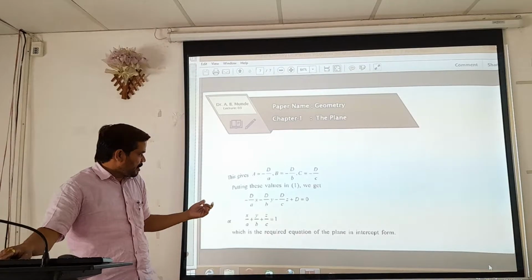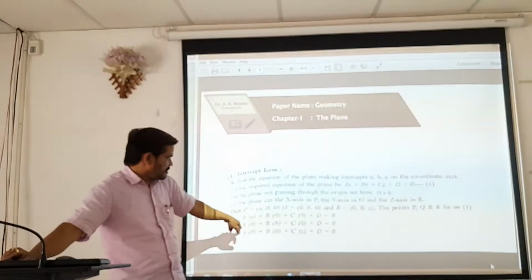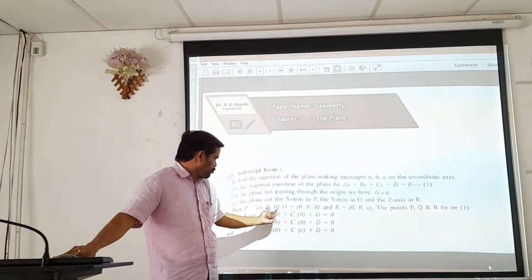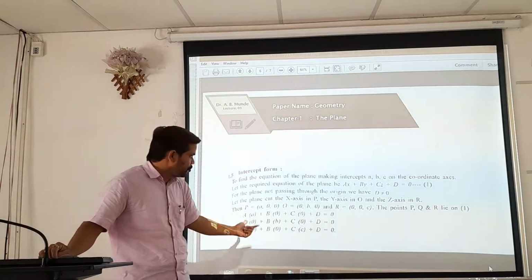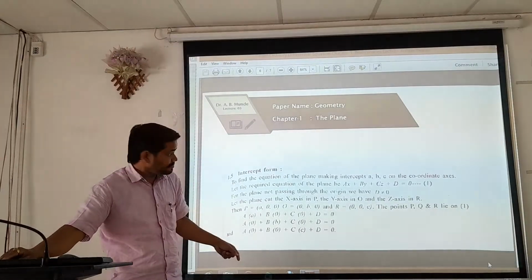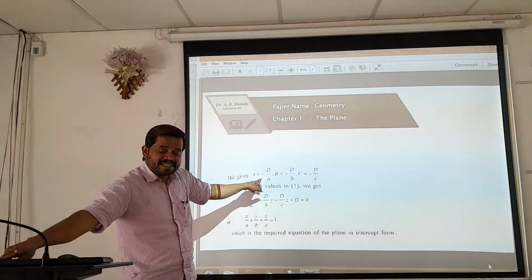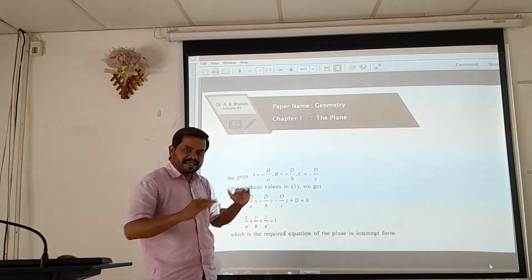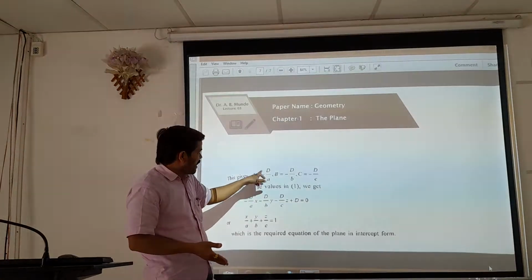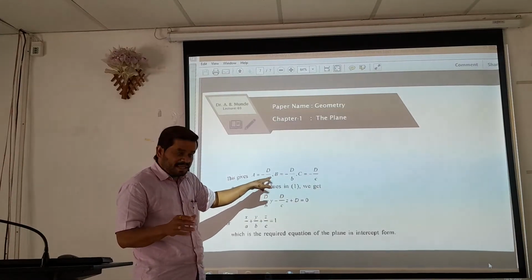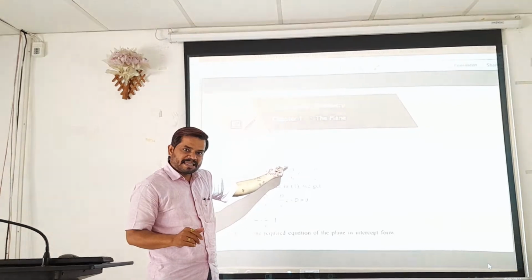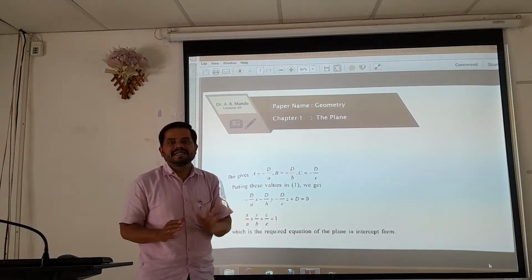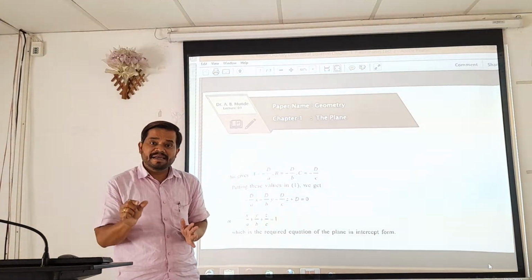Now if you observe these three equations, here in the first one the other terms are 0, so Aa plus D is equal to 0. It means that capital A is equal to, taking D on the right-hand side, minus D by a. Similarly, capital B is equal to minus D by b, and capital C is equal to minus D by c.